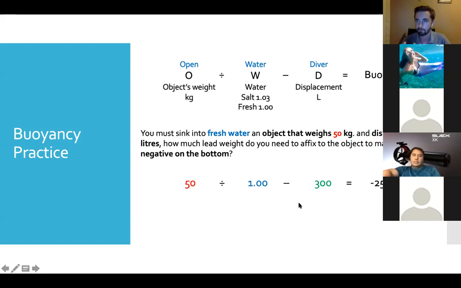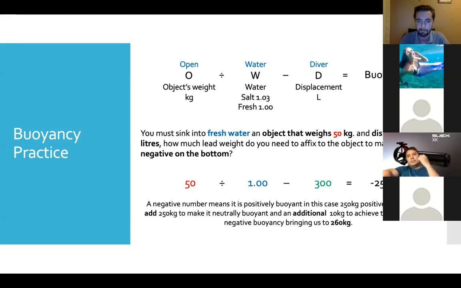Okay, it's opposites with the answer. So if we have a negative outcome, it means it's actually 250 kilograms positively buoyant. So it's a very, very floaty object. Now, to bring it back down to neutral buoyancy, okay, we would add 250 kilograms. And since we want to make it 10 kilograms negatively buoyant, we add another 10, which gives us an answer of 260 kilograms negatively buoyant at the end of this calculation. Okay.